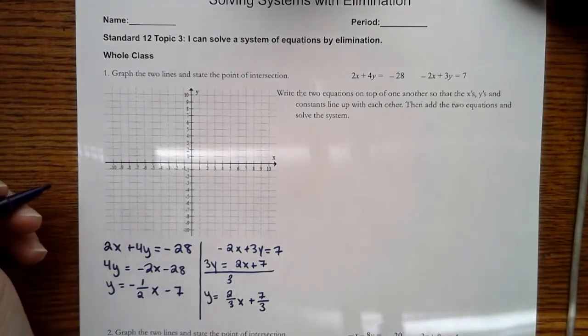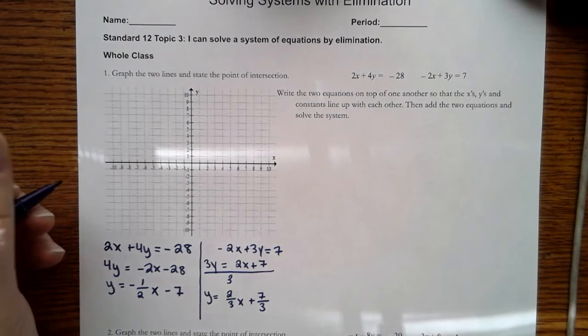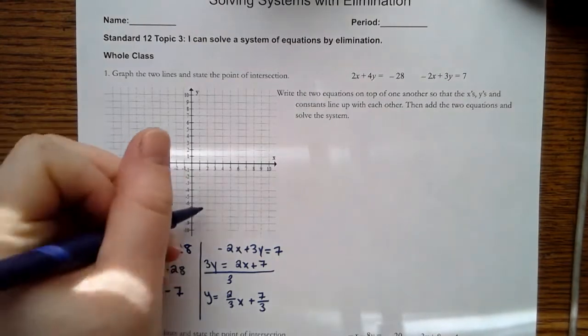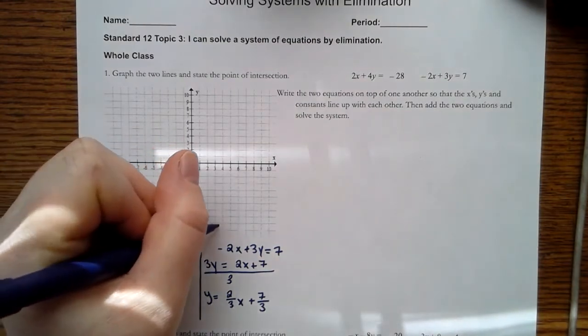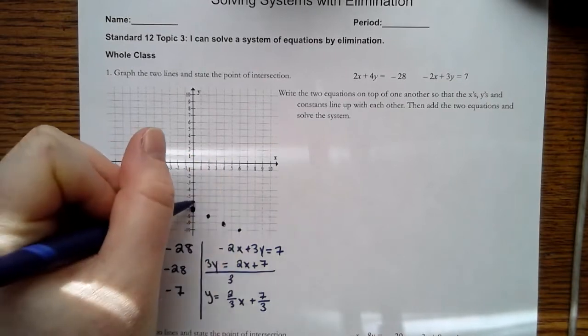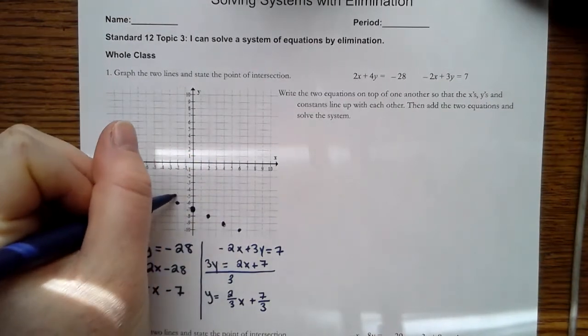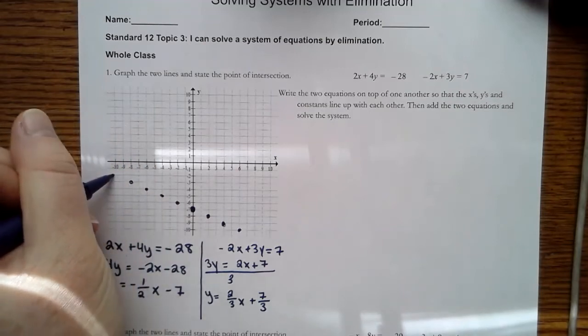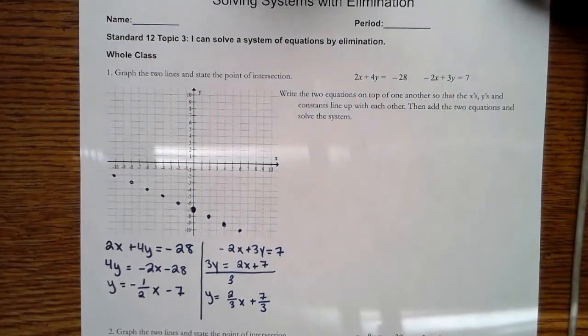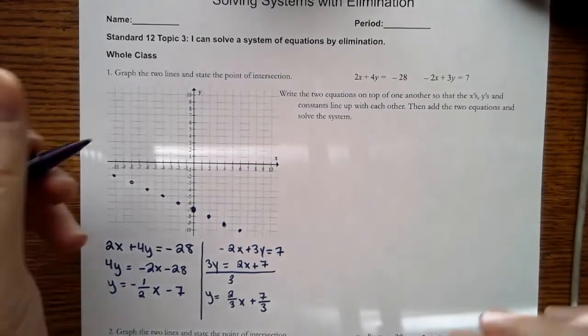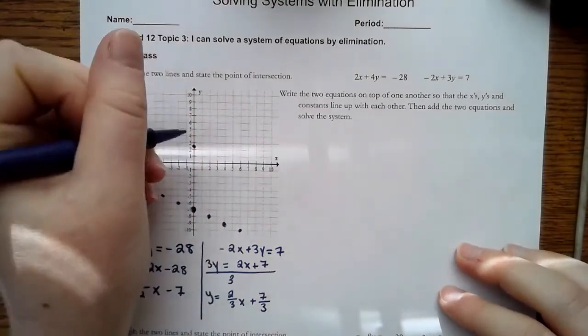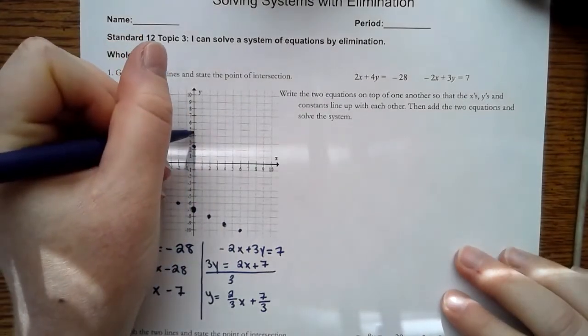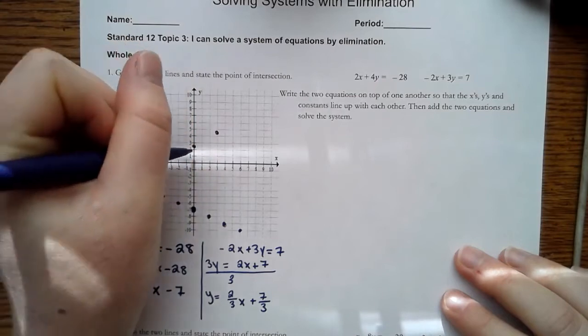Okay, let's graph these. So negative 7. And then I'm going to go down 1 over 2. Okay, there's my first line. Let's try to do this one. So 7/3 is going to be tricky. So that's 2.33. So that's like here. And then I'm going to go up 2 over 1, 2, 3. So this obviously won't be perfect.